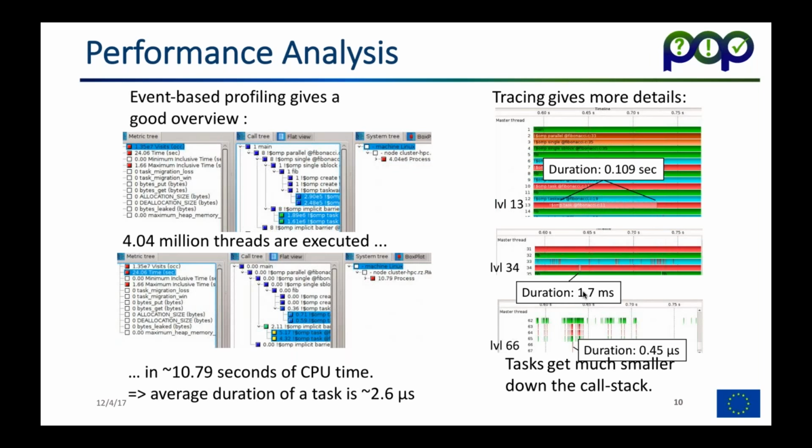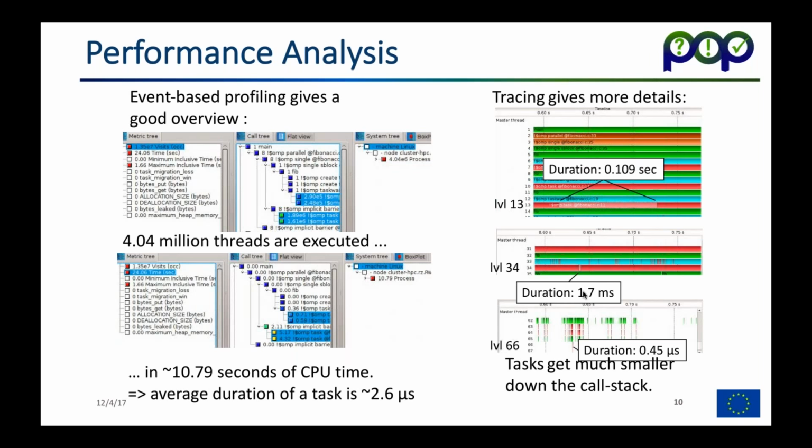So more than 4 million tasks are executed, and overall in CPU time of 10.8 seconds roughly. If you compute the average duration of a task, it is 2.6 microseconds, which is very small work to do. And of course there is some overhead involved with the creation of a task. You queue it, you dequeue it, you have some synchronization between the threads. So this is quite small tasks.